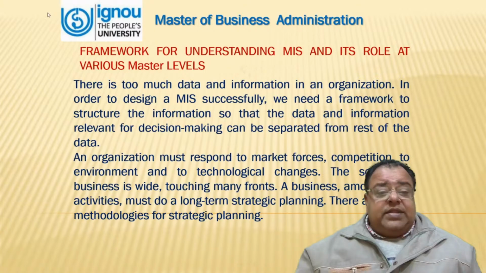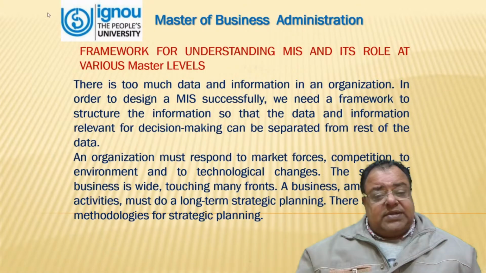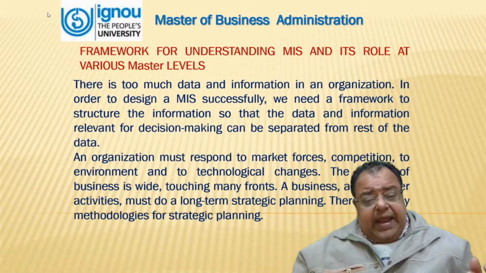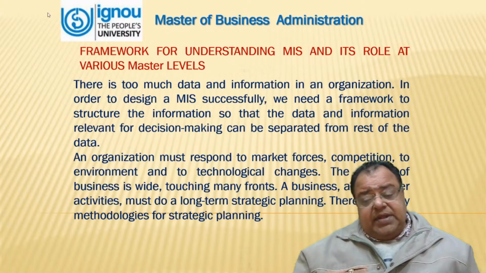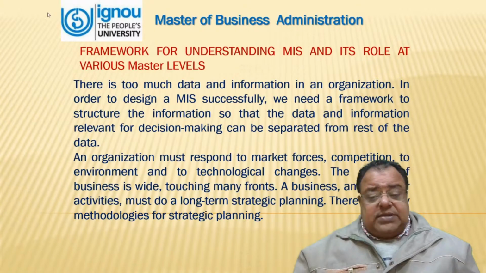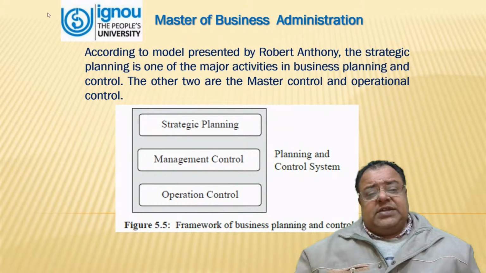Framework for understanding MIS and its role at various management levels. There is too much data and information in an organization. Accordingly, we need a framework to structure the information so that the data and information relevant for decision making can be accessed, and to respond to technological changes. The scope of business is wide, touching many fronts. Strategic planning is one of the major activities in business planning and control. The other two are management control and operational control.